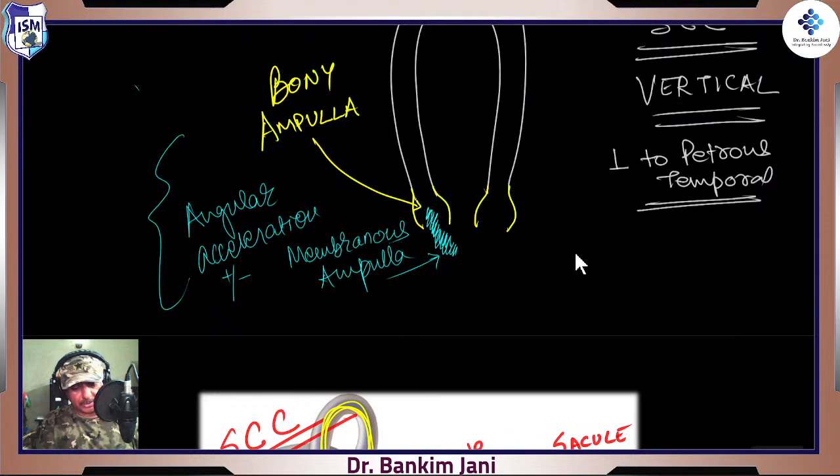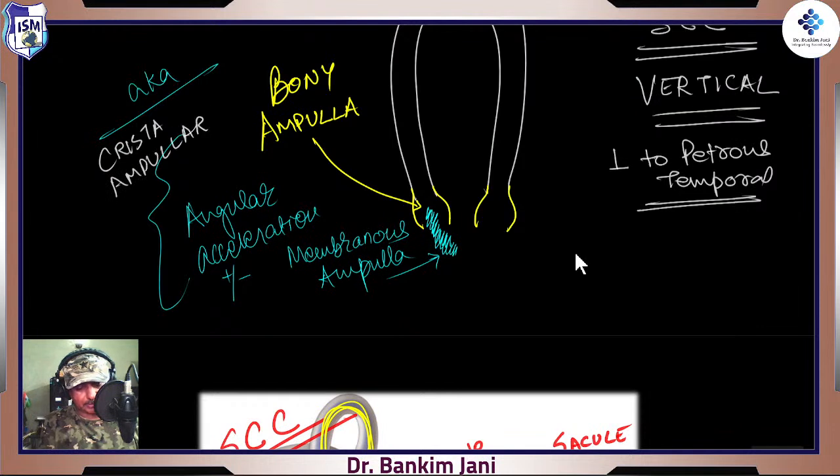This is also known as the crista ampullaris, right? Collectively it is called the crista ampullaris. So that means at the end of every tube there will be a crista ampullaris. If the tube is taking care of the vertical orientation, the crista ampullaris will be taking care of the same plane, but for angular acceleration or deceleration. So this is one, the anterior semicircular canal.